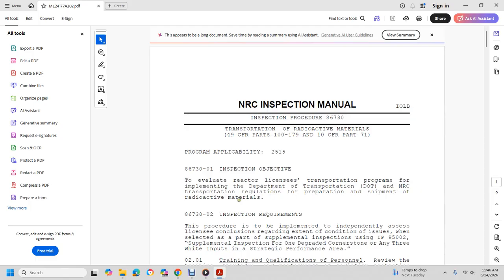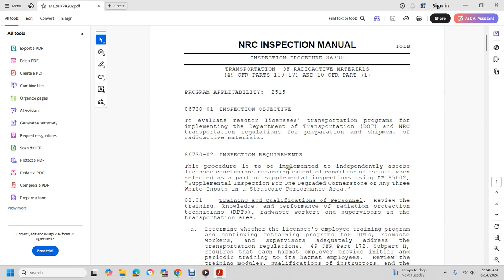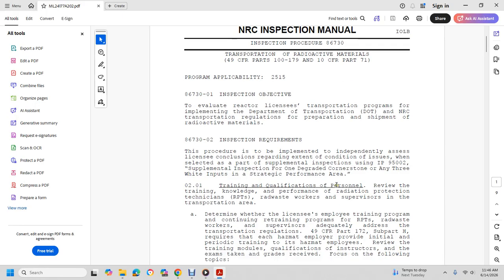Preparation for shipment of the radioactive material. Inspection Requirement: procedures be implemented and independently assessed with the licensee, with a conclusion regarding the extent of the condition of the issue. When selected, submit supplemental inspections using IP 95002 supplemental inspection for one degraded cornerstone or any three white inputs in a strategic performance area.